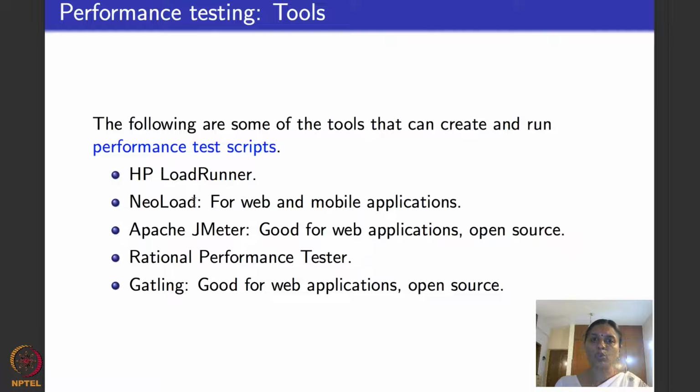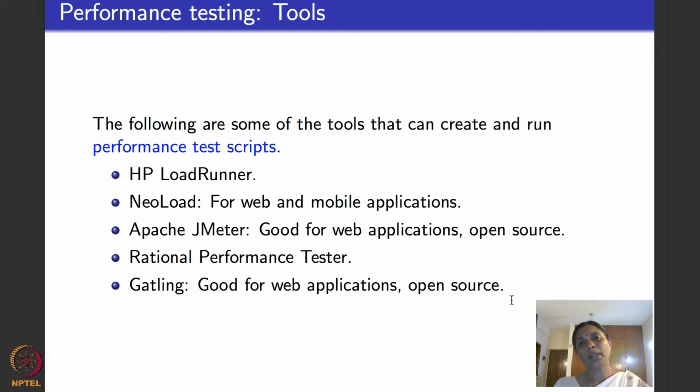There's one more tool called NeoLoad, which is useful for web and mobile applications performance testing. There's a tool called JMeter, which is good for web applications. This is an open source tool. There's another tool called Rational Performance Tester, again a proprietary tool. There's a tool called Gatling, which is again good for web applications and open source.